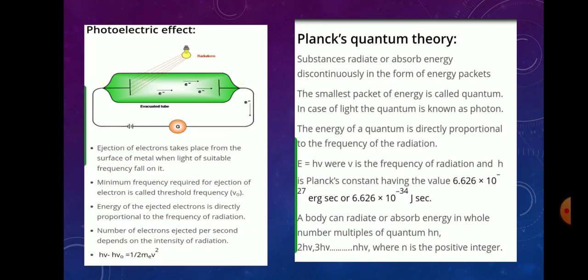Photoelectric effect. Its postulates are: First, ejection of electrons takes place from the surface of a metal when light of suitable frequency falls on it. Second, the minimum frequency required for ejection of an electron is called the threshold frequency, denoted by nu naught. Third, the energy of the ejected electron is directly proportional to the frequency of radiation. Fourth, the number of electrons ejected per second depends on the intensity of radiation. The photoelectric equation is h nu minus h nu naught is equal to half m v square.